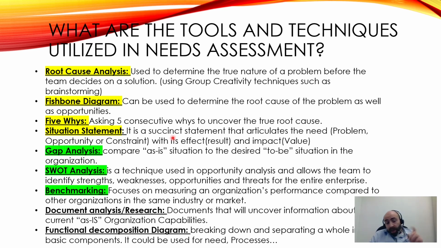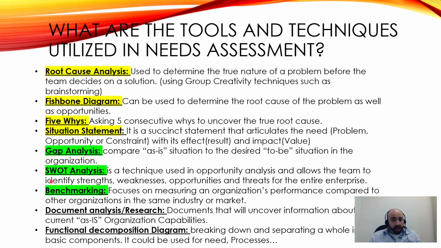Gap analysis compares the as-is situation to the desired to-be situation in the organization. So now you see mainly you use a lot of things. All of the greens are used in opportunity analysis, not limited to opportunity, but more or less. Gap analysis is a technique which business analysts use to assess the as-is situation and compare it to the desired ideal situation, or what is called the to-be situation in the organization.